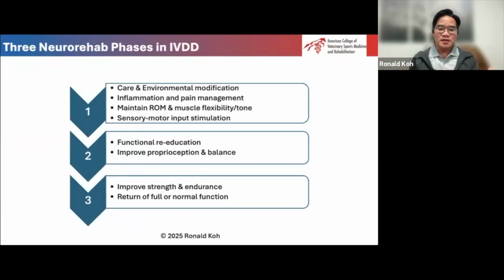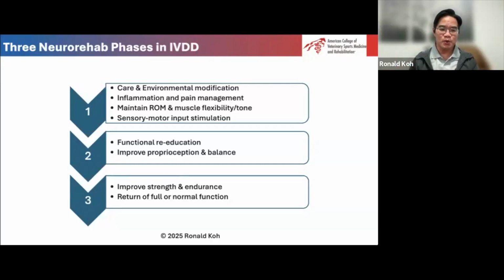Those 3 phases are based on healing stage. Every time tissue is injured or after surgery, they always have to go through 3 phases. Your inflammation phase is phase 1 in rehab. This is a phase where we want to provide care and environmental modifications, which we'll talk about later. Most importantly, we want to focus on inflammation and pain management. Again, we will talk about what modalities can be used to help with that.